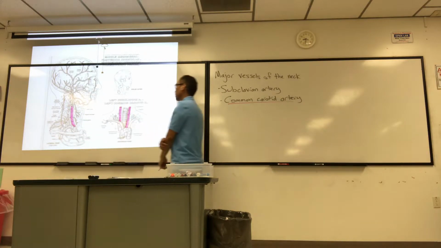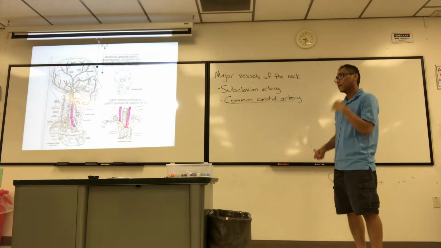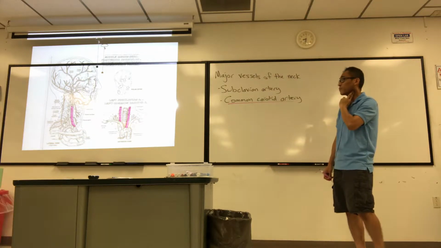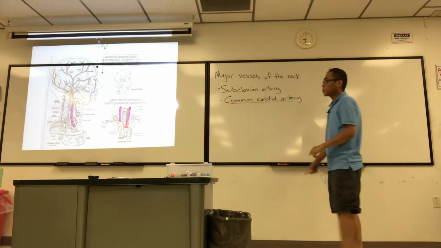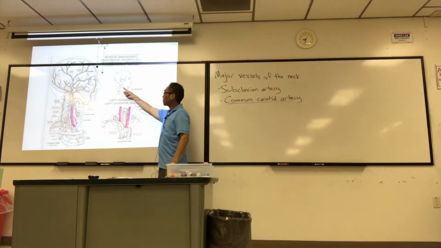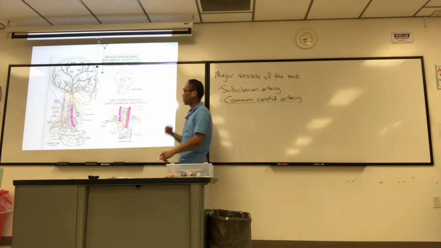You can feel it right by your big neck muscle, the SCM, the sternocleidomastoid. You can kind of take your carotid pulse right there. This one tells you pulse sites on the head and neck area. There's one of them. I'm not sure, I think that's going to be the subclavian right there that you feel.